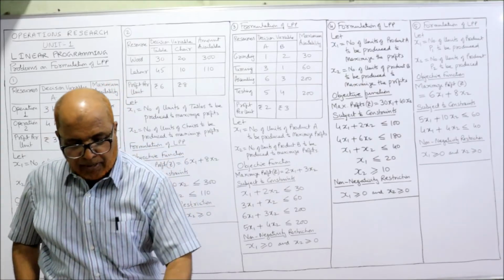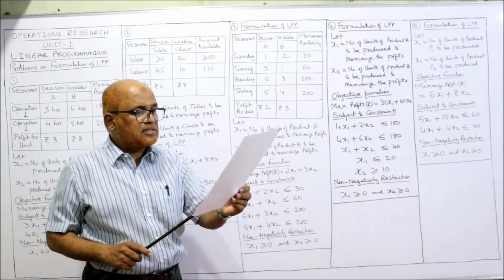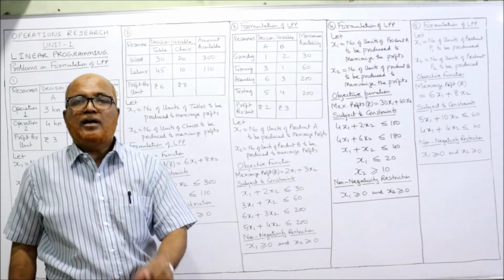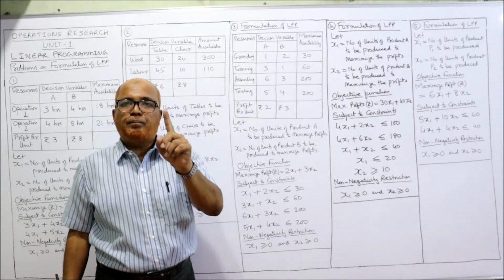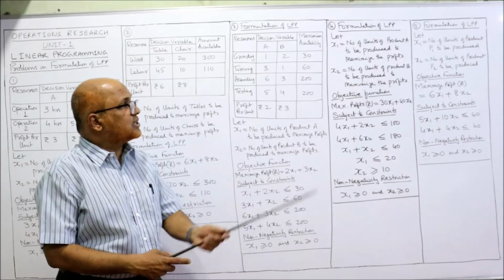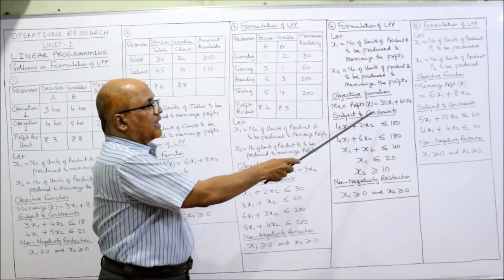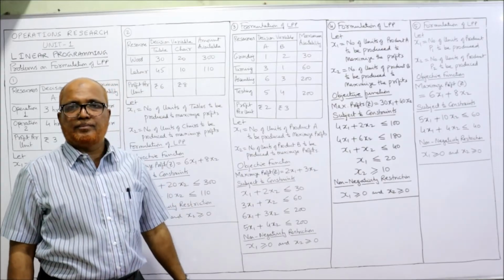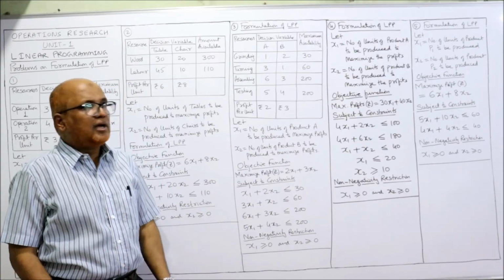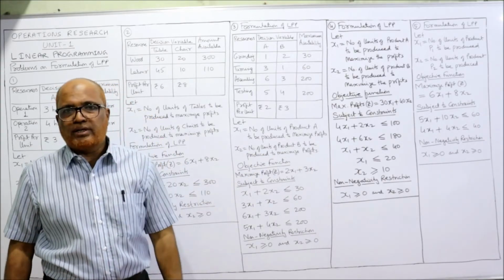How much profit per unit of A? 30 rupees for A and 40 rupees for B. That's the profit per unit. How many units? x1 and x2. So 30x1 plus 40x2 is the objective function. Maximizing the profit. Now, subject to constraints.